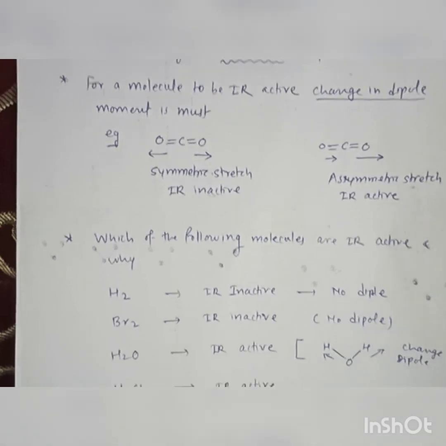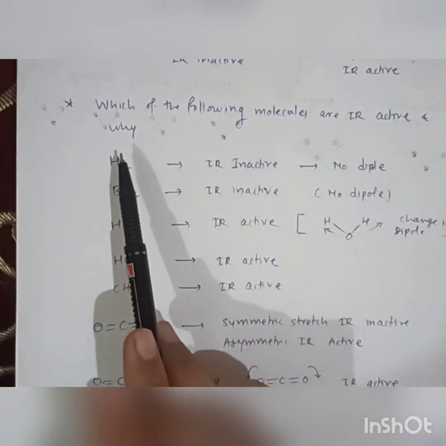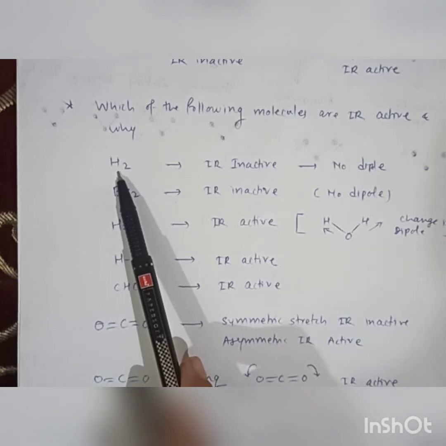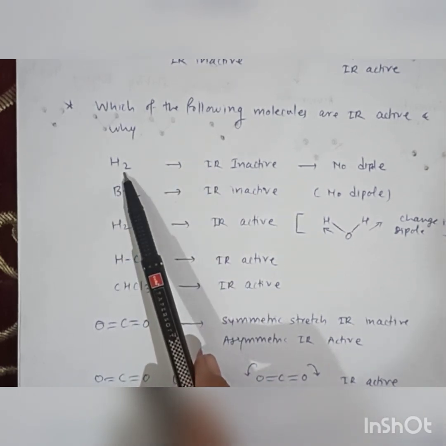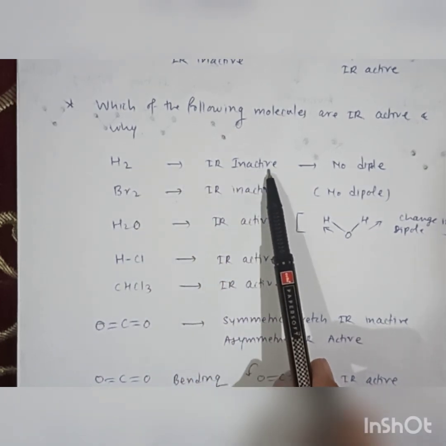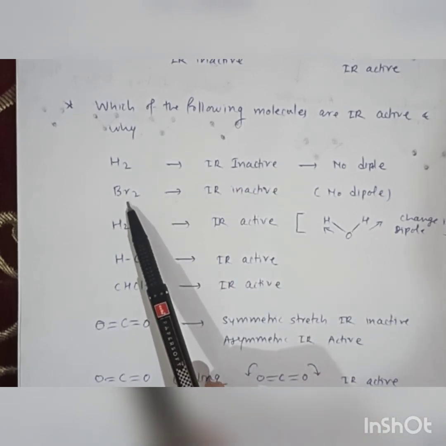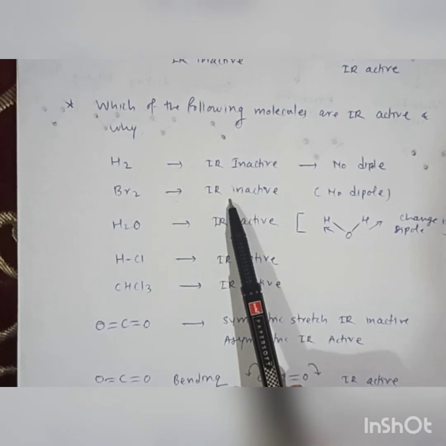Now we will consider some examples. Which of the following molecules are IR active and why? H2. Will it be IR active? No, because there is no dipole in the molecule at all. Therefore, there will not be a change in dipole moment and this molecule is IR inactive. Br2. Again, there is no dipole in the molecule. Therefore, there will be no change in the dipole moment, IR inactive.